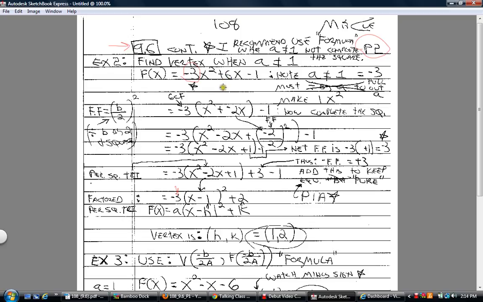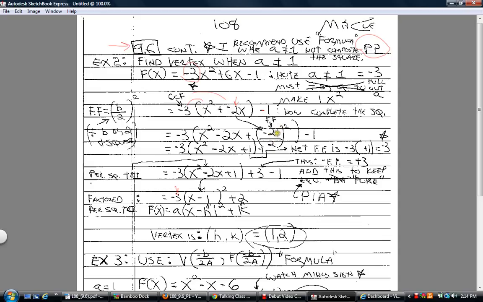So here's what you've got going on here. You've got the -3. You pull it out. Between these two, it's -3 times the quantity x squared minus 2x, because if you use the distributive property, it brings it back to you. And then there's the -1. Now that you've got that, you take the coefficient for the b and divide it in half and square it. So you get -2 divided by 2 is -1, 1 squared, and you get a 1.